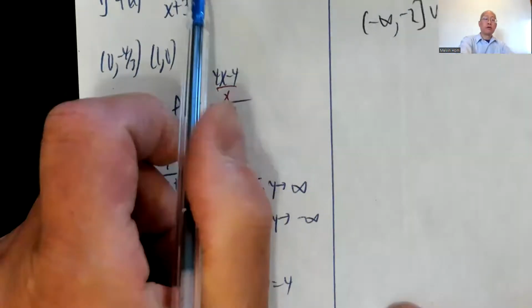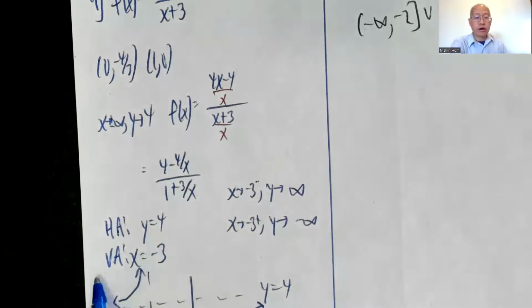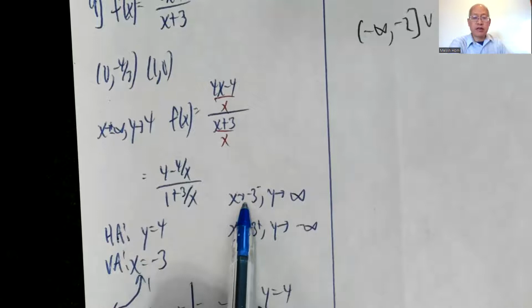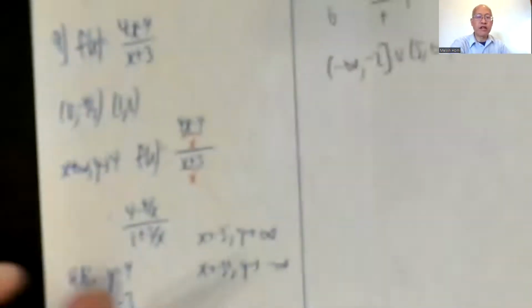Vertical asymptote, well, from the original, you can see negative 3 is not allowed. So x equals negative 3 is a vertical asymptote. So horizontal asymptote, y equals 4. Vertical asymptote, x equals negative 3. And let's see, when x approaches negative 3 from the left, so I come to negative 3 from the left side, y goes to infinity.